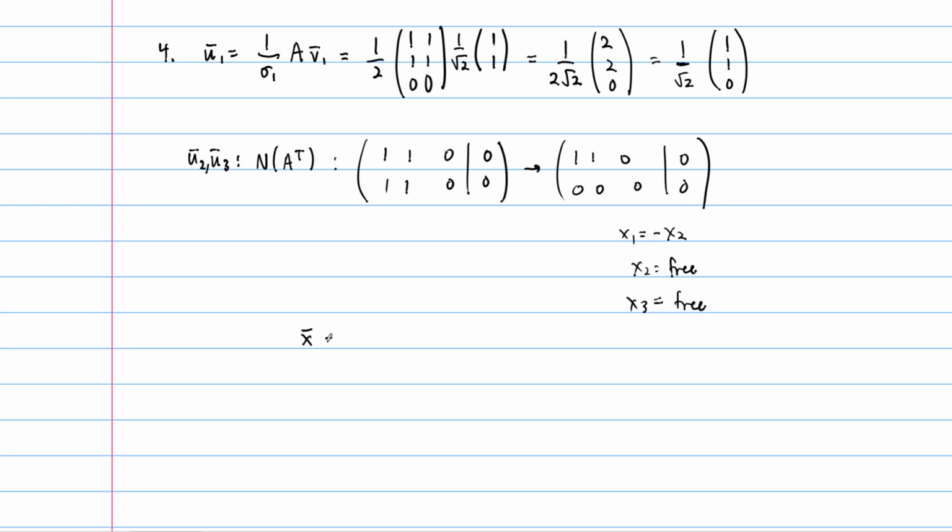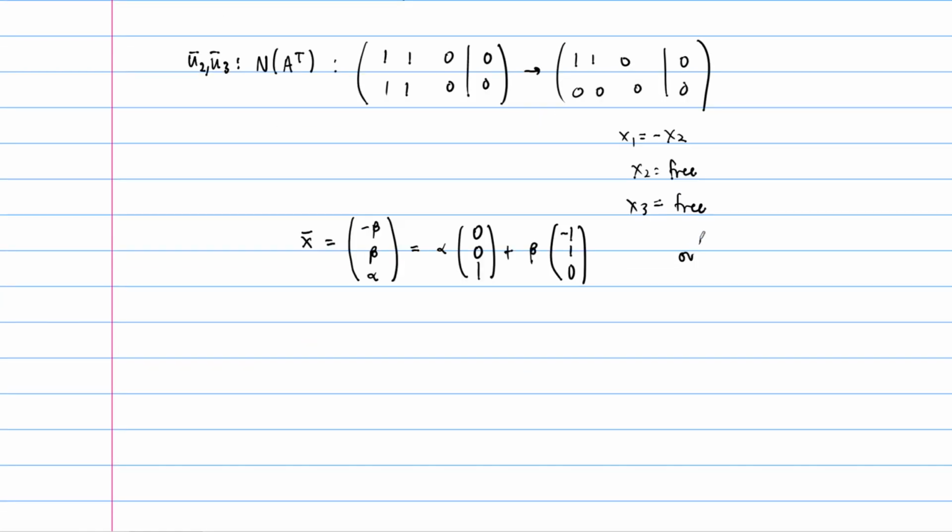But they're going to look like the following. So it's going to be something like, I'll write this in 2 stages. Our free variables are alpha, X3 is alpha, X2 is beta, and then X1 has to be minus beta. So this is going to be like alpha times 0, 0, 1 plus beta times negative 1, 1, 0. These 2 columns are already orthogonal. If you do this transpose times this, these are going to be orthogonal for sure, right? So they're orthogonal.